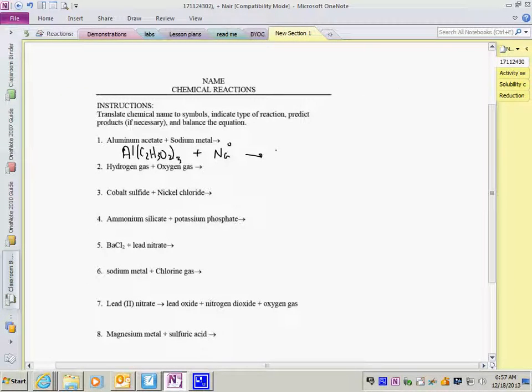In this case, it is going to be sodium acetate, +1 -1, so my charge balance is good, and aluminum's all by itself. Balance it: three acetates, 3 sodiums, and 3 sodiums.